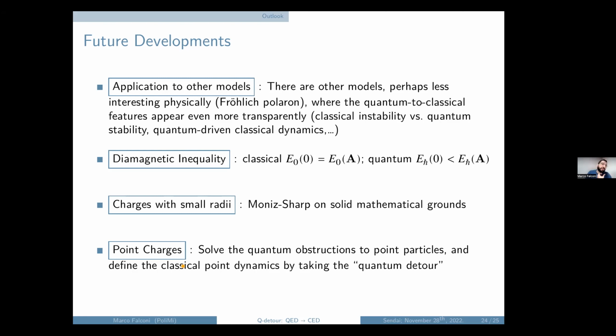And finally, the most ambitious task, of course, will be to understand what happens to point charges, both at the quantum and the classical level.